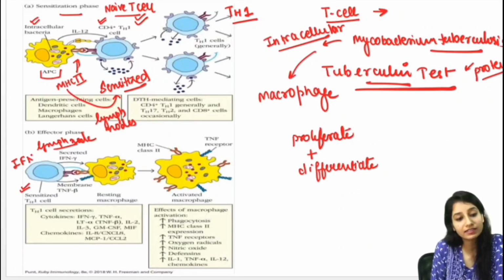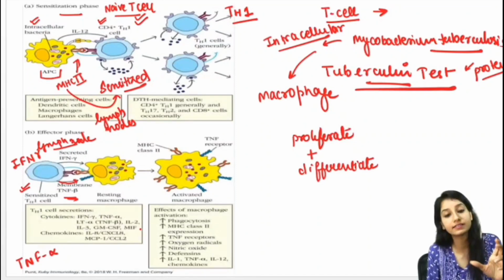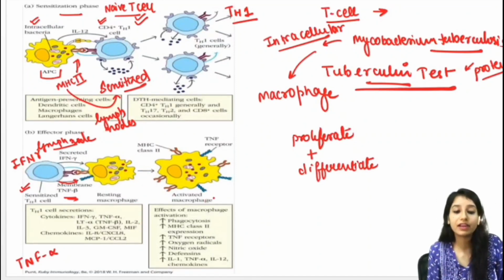It will start releasing interferon gamma. With that, it will start releasing TNF alpha. With that, it will show TNF beta. TNF beta will be present on the membrane. It won't be secreted. It will be present on the membrane of the T cell. So now what will happen? These all cytokines will activate macrophage.